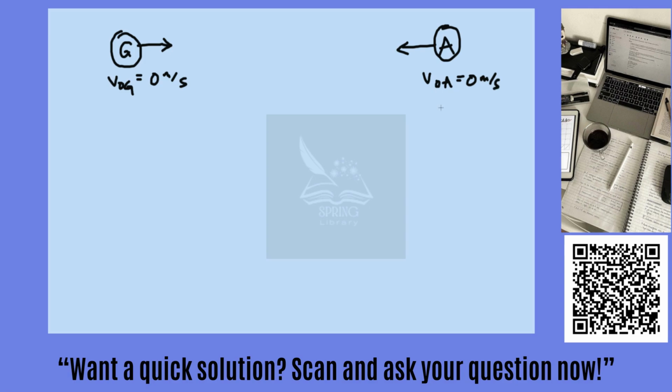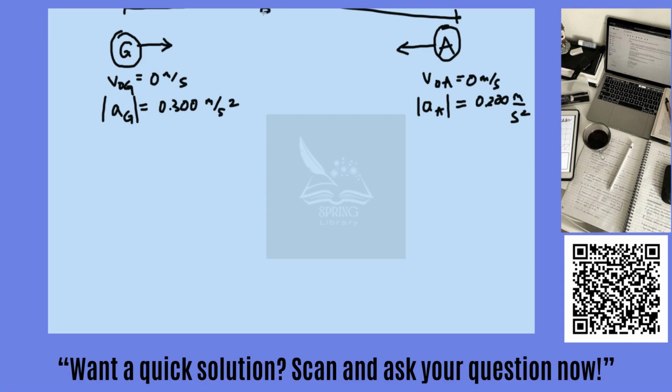They have different accelerations. George's acceleration is 0.3 meters per second squared. And this is just the magnitude. We know they're going toward each other, so I'm really just worried about the magnitude of the acceleration. 0.300 meters per second squared, where Alfred's acceleration, the absolute value, or the magnitude, is 0.200 meters per second squared. So we want to figure out where they meet relative to George. So we'll show this distance here as 88 meters.